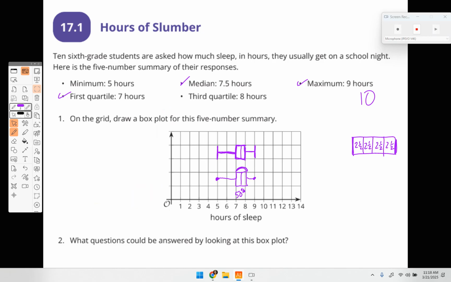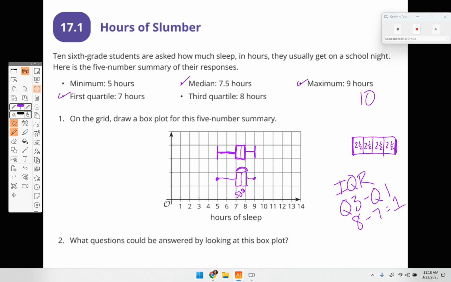You can find the interquartile range. Good. What is my interquartile range? The distance between quartile 3 and quartile 1, so I'm going to subtract. In this box plot information, 8 minus 7 gives me an interquartile range of 1. That's small. That means I've really narrowed the data right there.